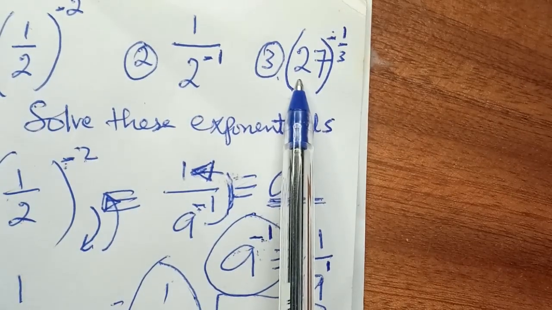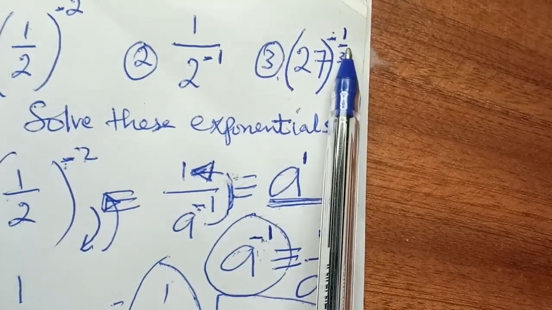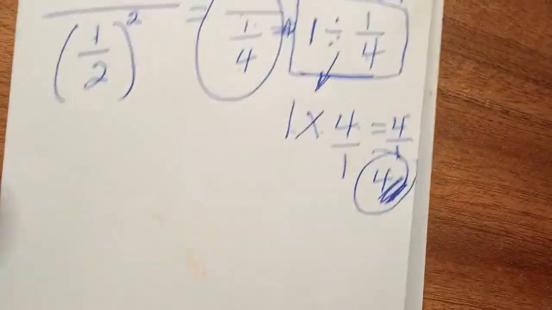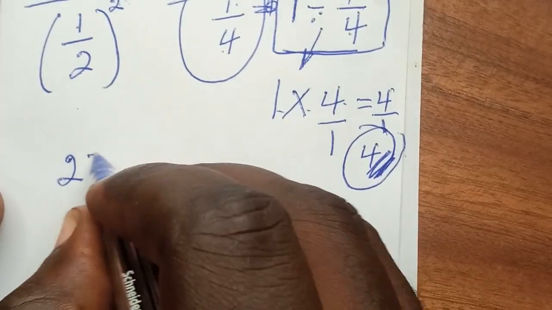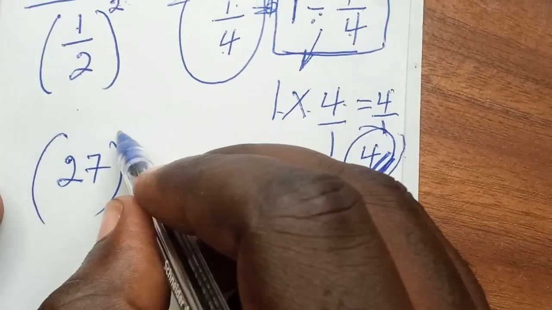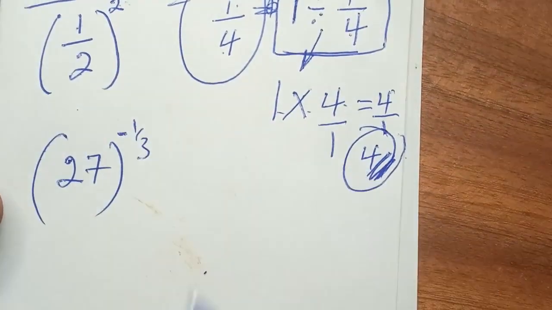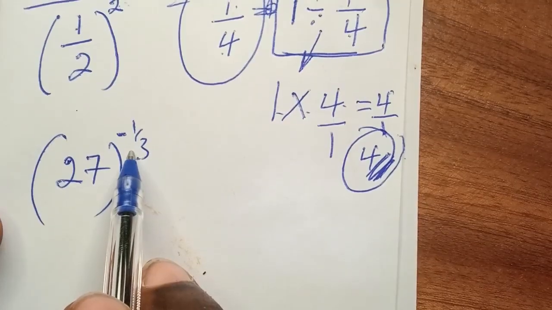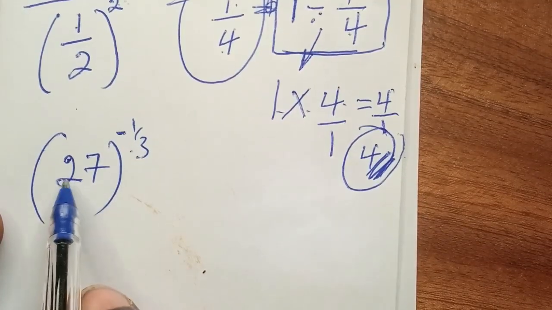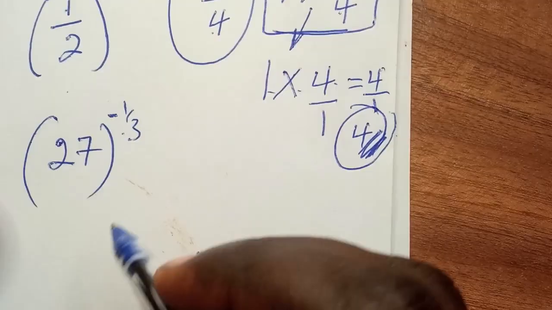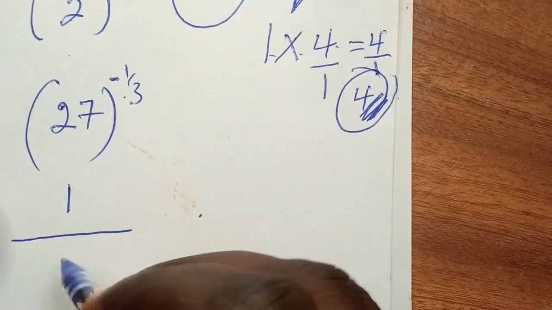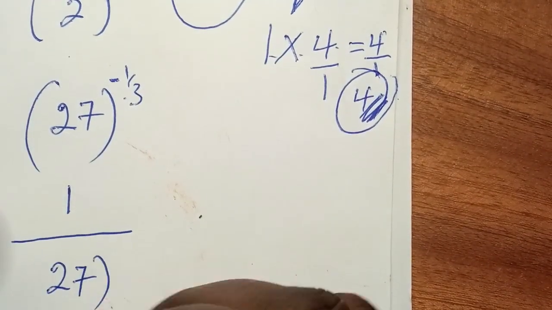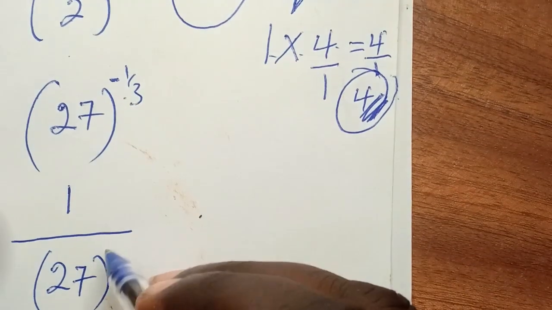That is 27 with the power minus 1 over 3. Let's do it. 27 having the power minus 1 over 3. You remember I've said that when it is minus, we must try to change the minus sign to positive. Then to do that, we'll say 1 over all of this. So we are going to say 1 over 27, and the minus sign has now changed to 1 over 3.